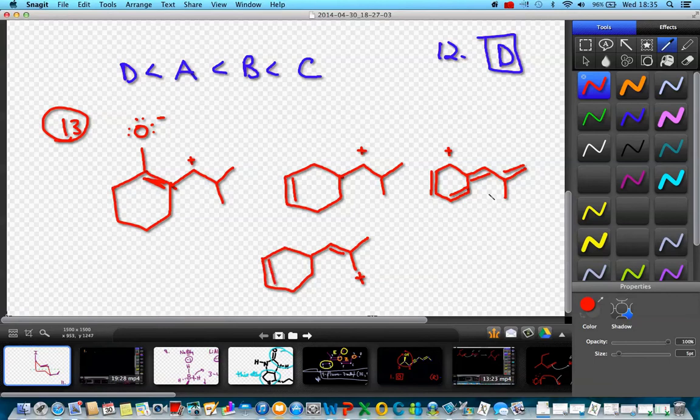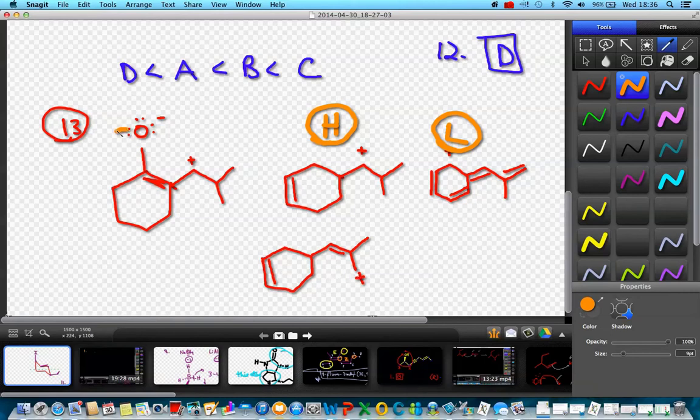First of all, the one that's going to be highest in energy has absolutely no resonance. The one that's going to be the lowest in energy is the one that has the most resonance. That's clearly the third molecule. Now, we have a choice between this molecule and this molecule.